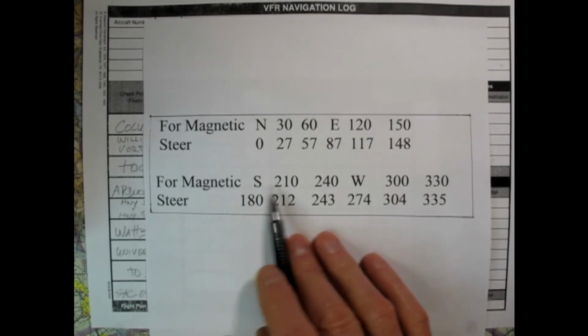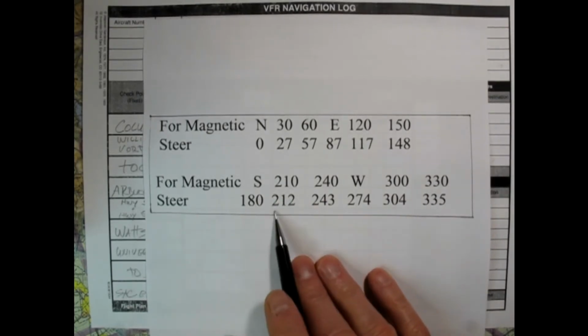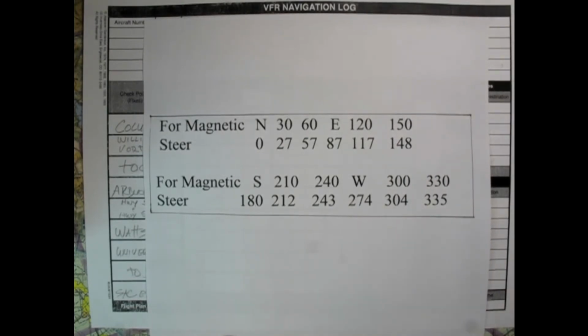For magnetic south, you steer 180. So it's great there, but for a heading of 210, you should fly a heading of 212. Again, this is unique for your airplane, and you will find that on the compass or near the compass.